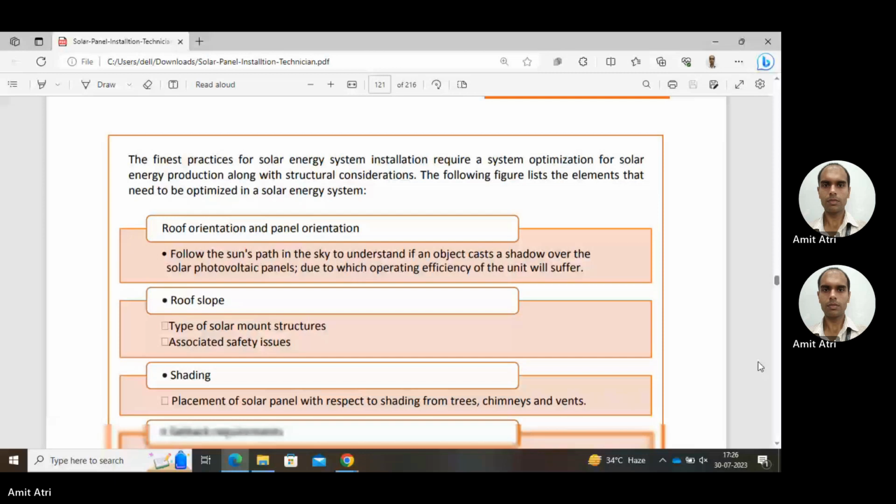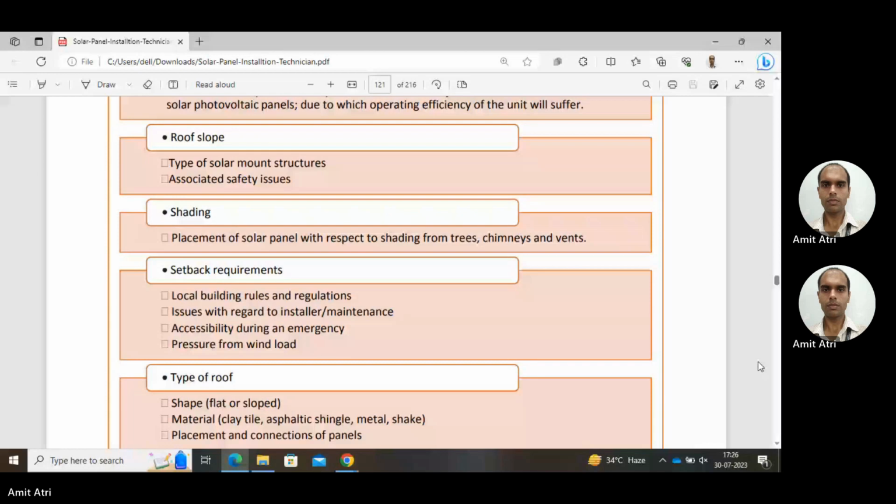So we have to orient or install our panel at a site where the shadow won't be caused by these objects. Now, setback requirements. What are the setback requirements here? Like the local building rules and regulations. Normally in societies and buildings, rules and regulations are meant to be properly followed.